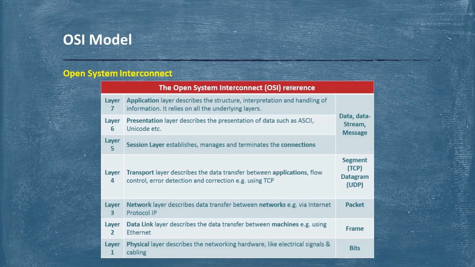Layer 4 is the transport layer, which describes the data transfer between the applications. Flow control, error detection and correction are the functions here. Layer 3, the network layer, describes the data transfer between the networks. Layer 2 is the data link layer, which describes the data transfer between the machines. Layer 1 is the physical layer. Here actually it is bits and bytes, like electrical signals and cabling, that are concerned with this layer.